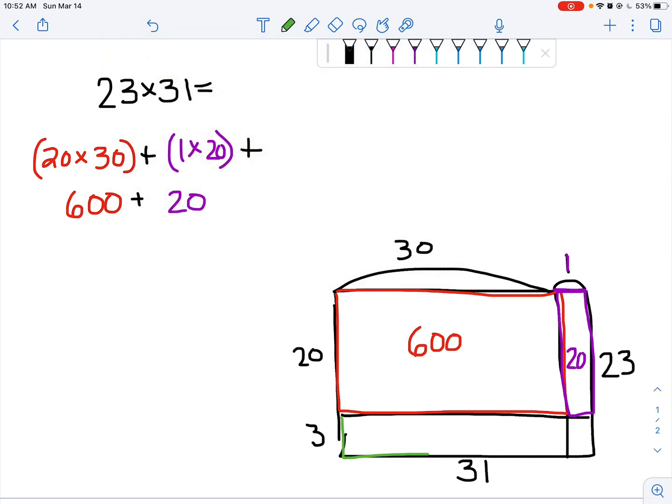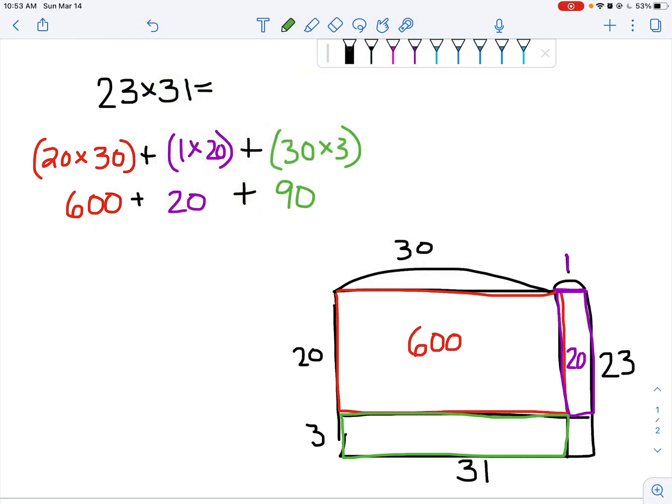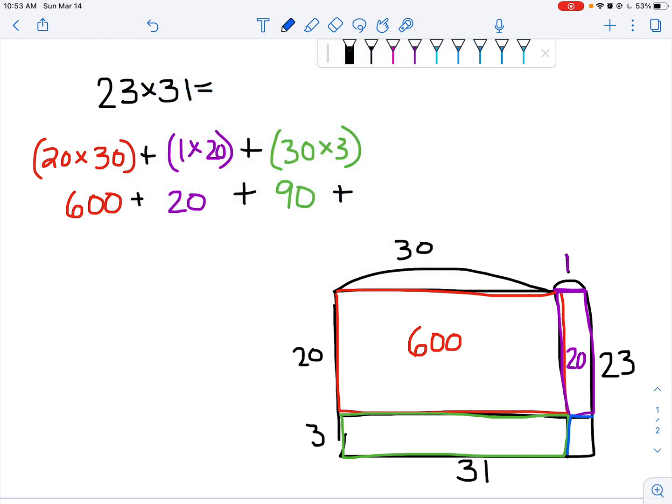Then we'll move on to this rectangle here. Okay. I see that it's a 30 by 3. And I know 3 times 3 is 9. So 30 times 3 is 90. And then for my last one, I already did purple. I'll do blue. We have a 3 by 1. So 3 times 1, which I know is 3. And I forgot to put my 90 in, so let's put my 90 in.